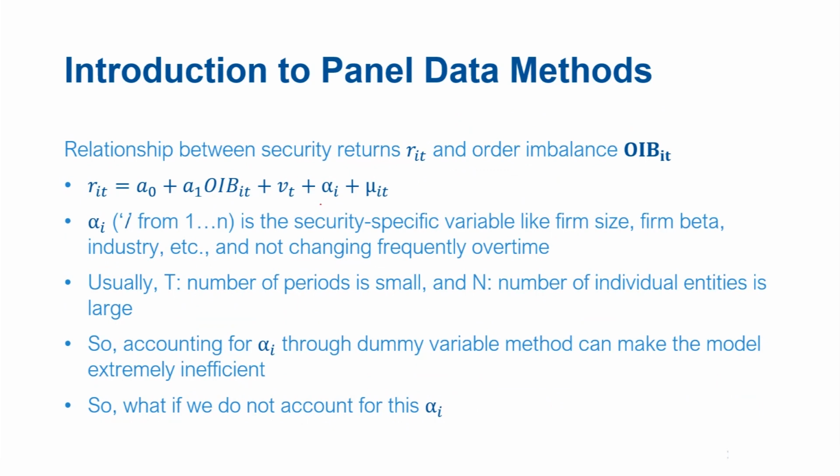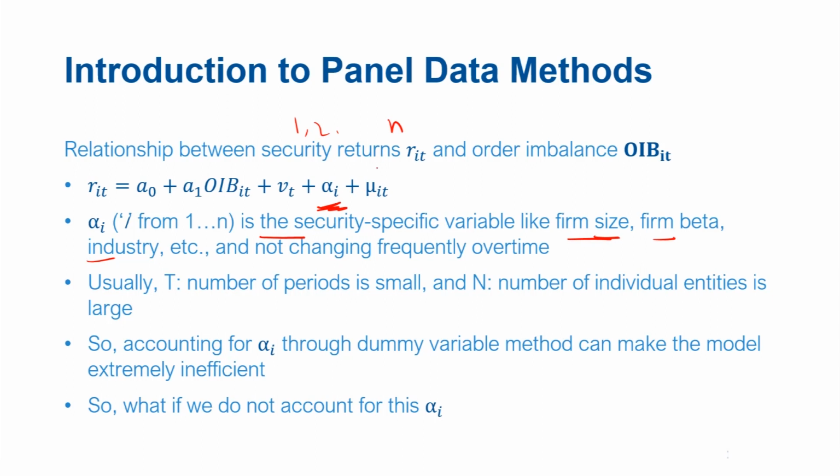The next term of interest is alpha i. Alpha is a security specific term, and if there are n securities it moves from 1, 2, 3 and up till n. Factors like firm size, firm beta, industry that are not changing with time but rather changing from security to security are time invariant security specific terms. The aggregate sum of all those factors will be loaded on this alpha i. All such influences that are security specific will be loaded on this alpha i term.